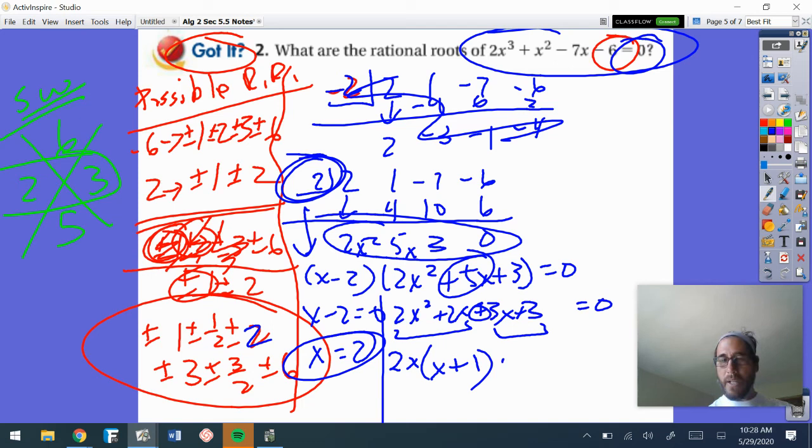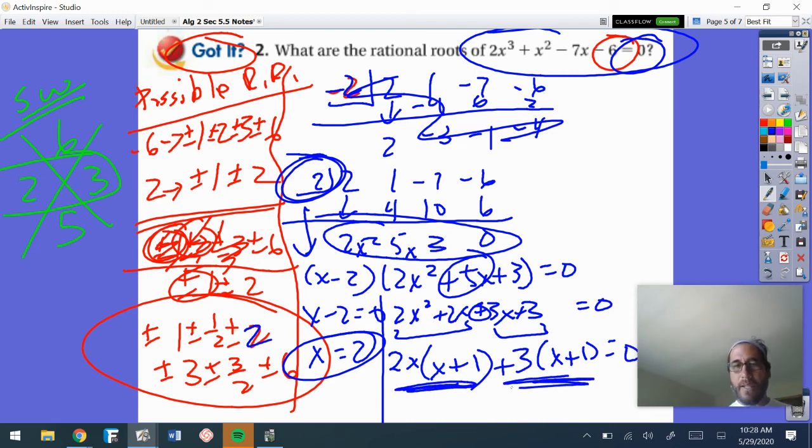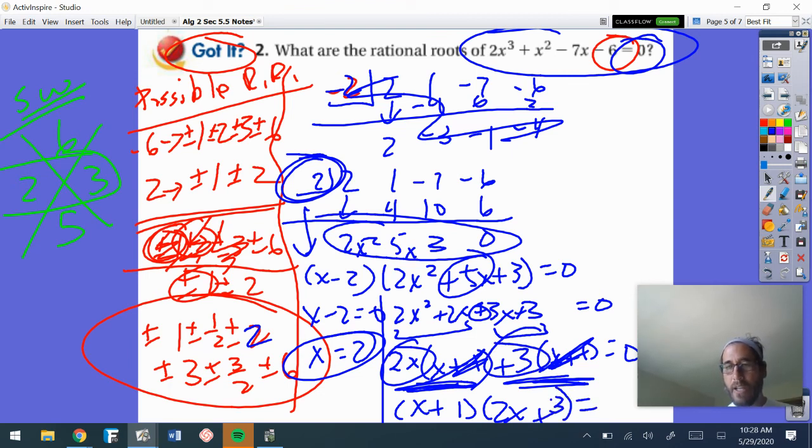Okay, and then you got a plus sign. What's common with a 3x and a 3? Well, 3 is common, and that's an x plus 1. Oh, sweet. There's a common term. What's common? x plus 1. Factor it out. What's left? A 2x and a plus 3. Okay, but then I've got to finish this bad boy off.